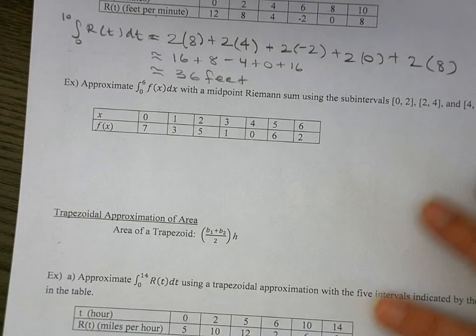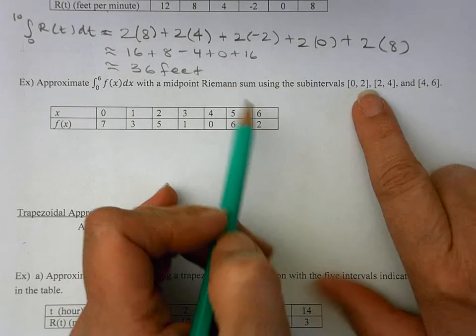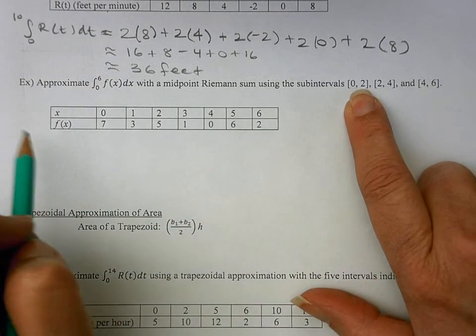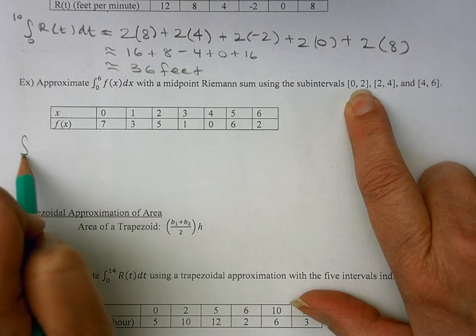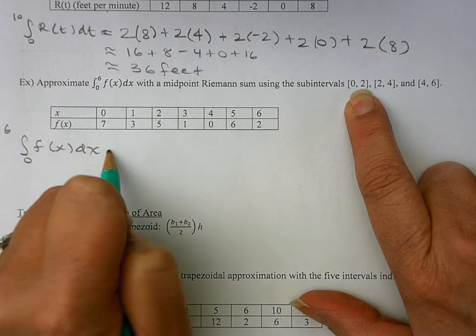Okay, so in this particular problem, we're doing a midpoint Riemann sum, and they tell us what intervals to use, 0 to 2, 2 to 4, 4 to 6. Okay, so we're going to do the same thing again. So we're going to integrate from 0 to 6 of f of x dx, and then I'm going to do a midpoint Riemann sum.